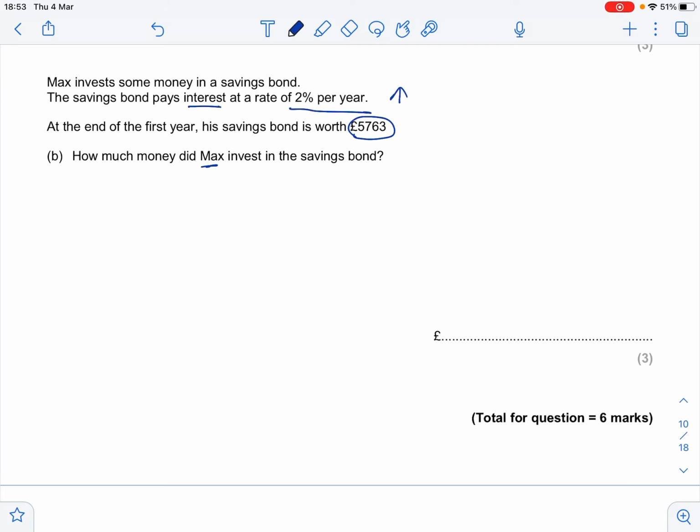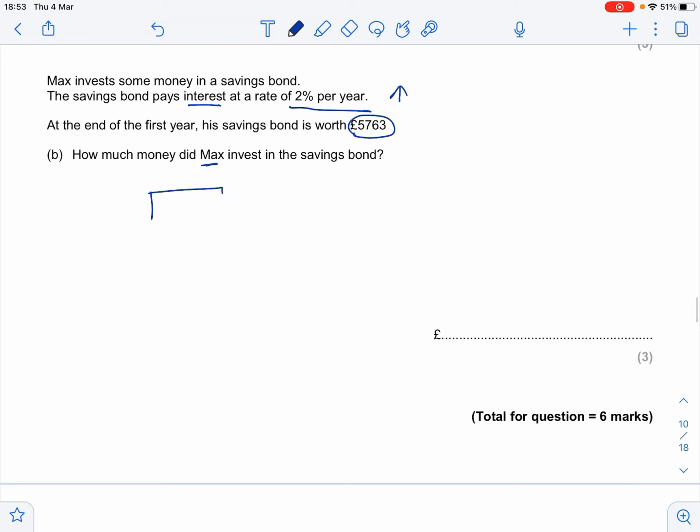So that's what we're considering. This is what Max is starting with. Then after a year, his money becomes, so at year 0, we want to find out what money he has. Then at the end of year 1, he has 5,763. So if we're working forward, a percentage increase, what do we multiply?